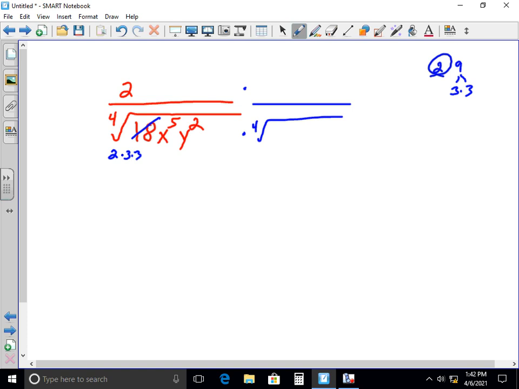So how many more 2's do we need to put under the radical? 3. And why 3 more? Right. If we're making a 4th root, we need 4. If it's a 4th root, we need something under the radical 4 times to cancel it out. How many 3's do we need? 2. How many x's do we need? Plus an extra one.